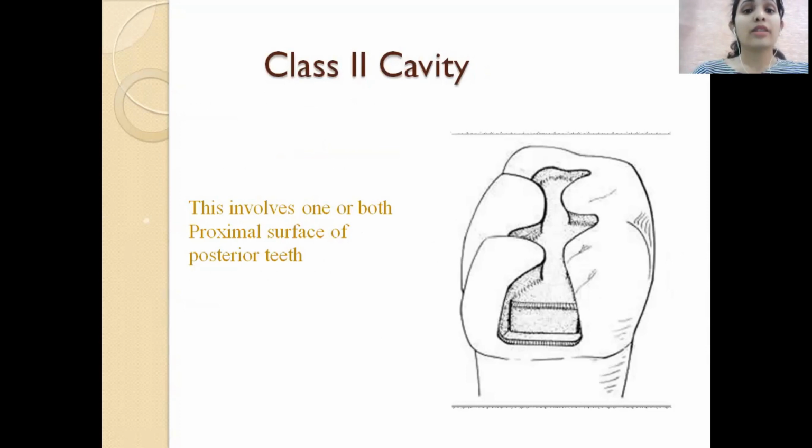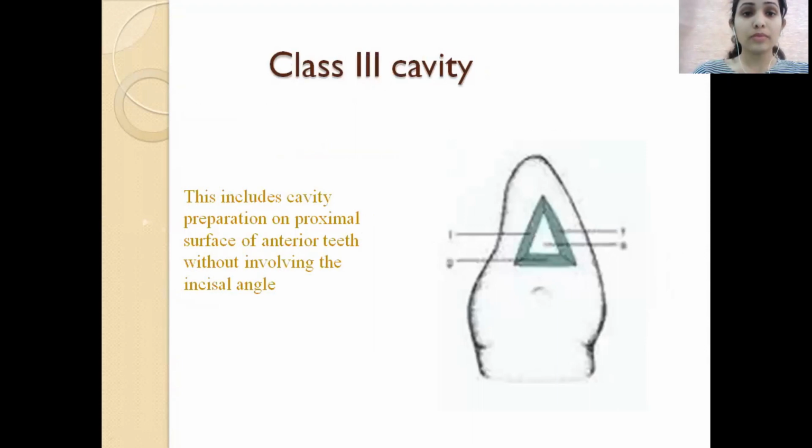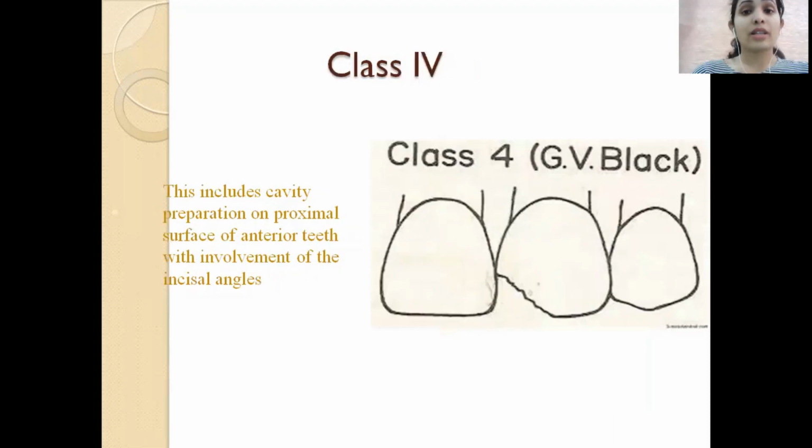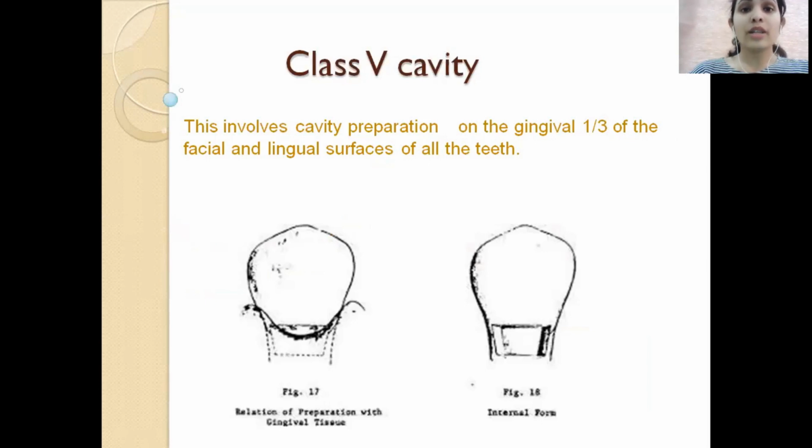Class 2 cavity involves one or more proximal surfaces of posterior teeth. Class 3 cavity includes preparation on the proximal surface of anterior teeth without involving the incisal edge, whereas Class 4 is the one involving proximal surfaces of anterior teeth with involvement of the incisal edge. So that is the difference. Class 5 cavity involves cavity preparation on the gingival one-third of facial and lingual surfaces of all the teeth. So the cavity present on the gingival surface, we call it a Class 5 cavity.